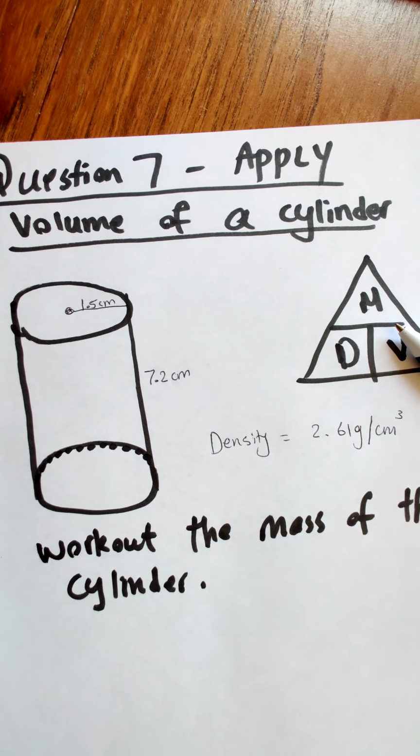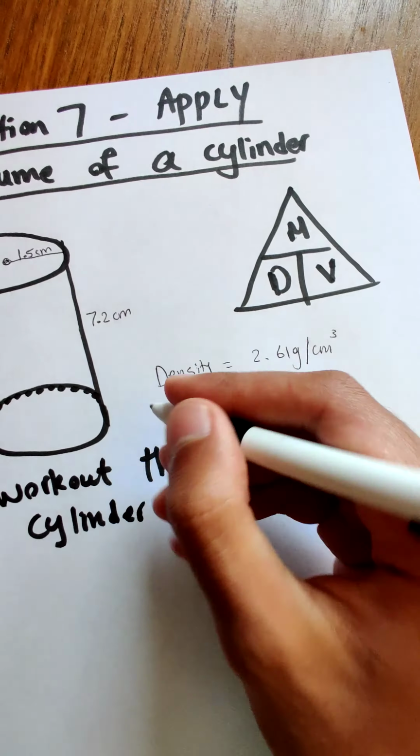So if we want to find the volume, we want to find the amount of space that takes up the shape, so that its volume is mass divided by density. If we want to find the mass, then we are just going to times across, so density times volume. And in this question, it's asking us to work out the mass of the cylinder. So the mass of the cylinder is going to be the density times by the volume. So that's what we know. We can write that down.